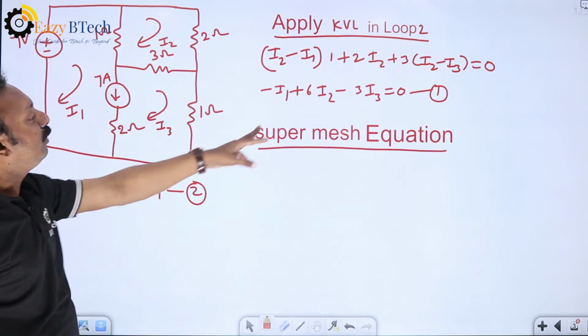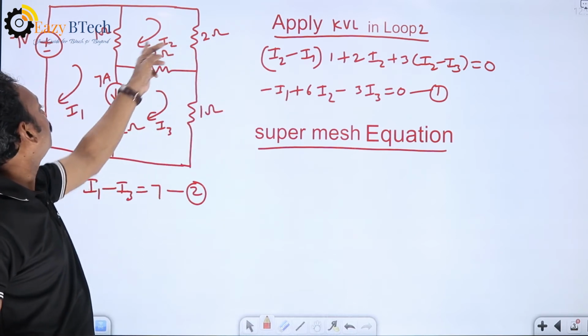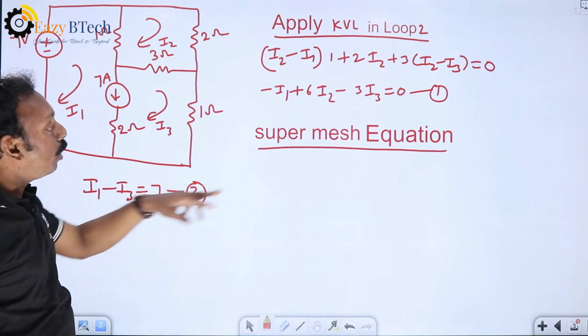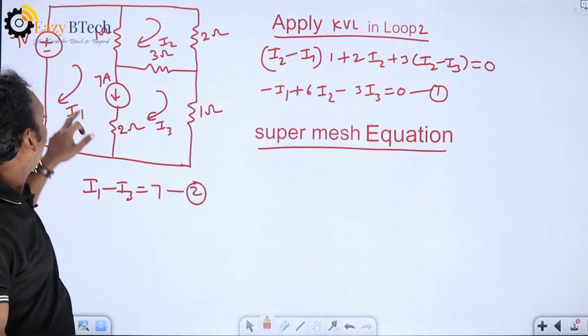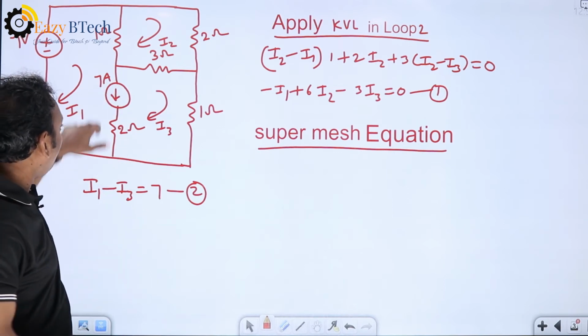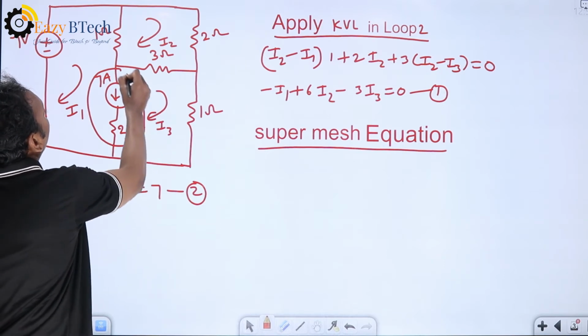Three loops means definitely you have three equations only. First is the normal KVL, loop 2, which is not related to the current source. And one is the common term. Next, how to write the super mesh equation between the first loop and third loop. This common term is over.